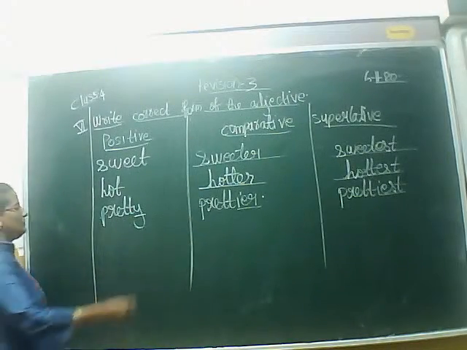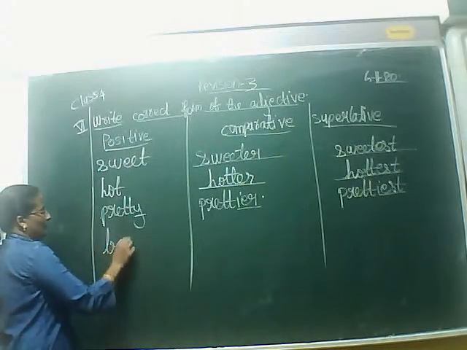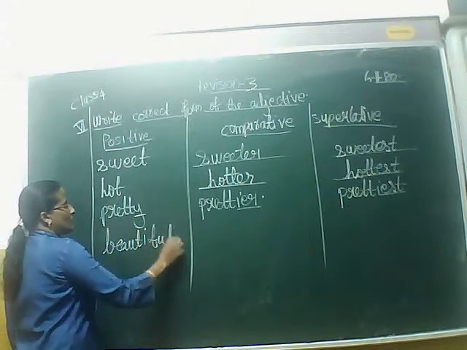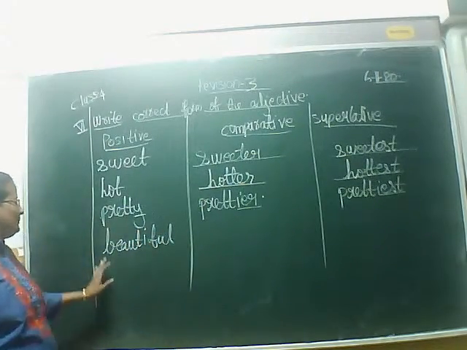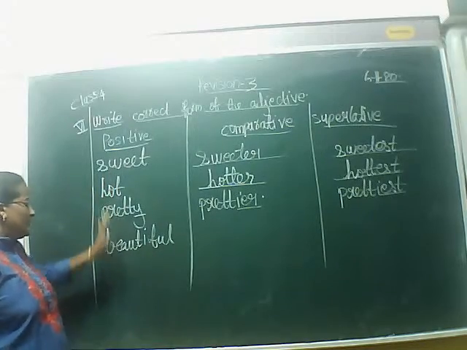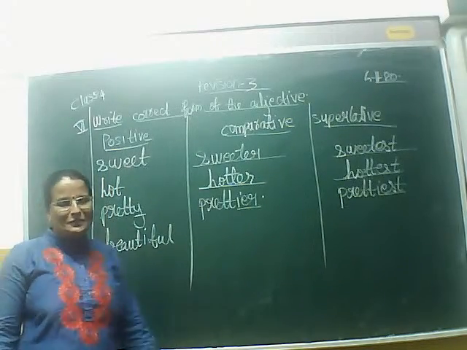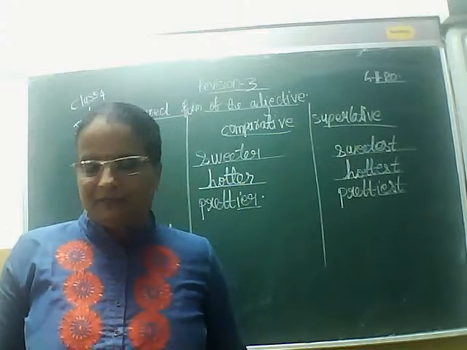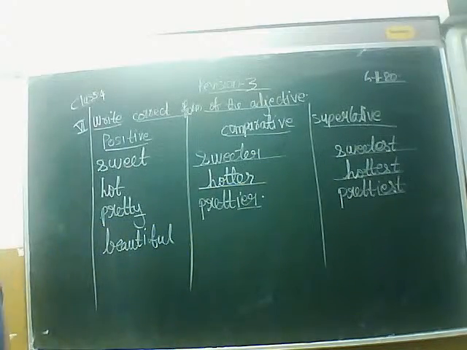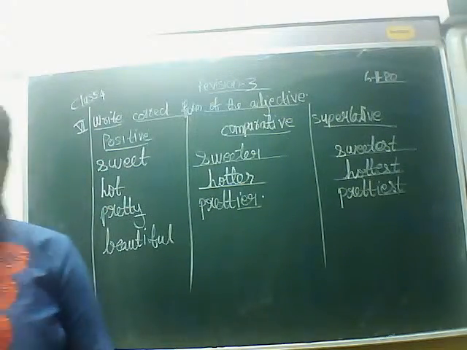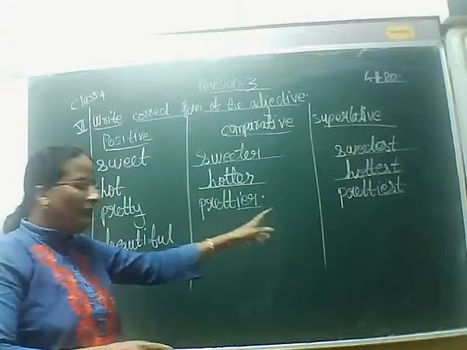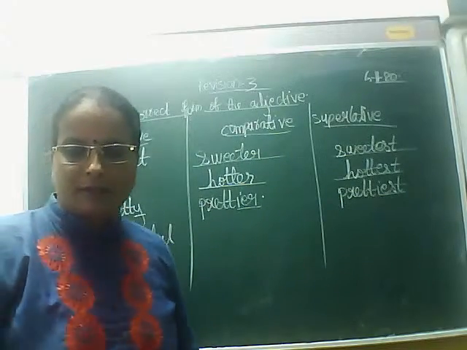Now the next example. Again, I am in a very good mood today, so I am writing all the nice words. You see, sweet, hot, pretty, beautiful. Now beautiful, what is the comparative and superlative degree? Come on, be fast. My time is over, so you need to complete it. It is more beautiful and most beautiful, children.